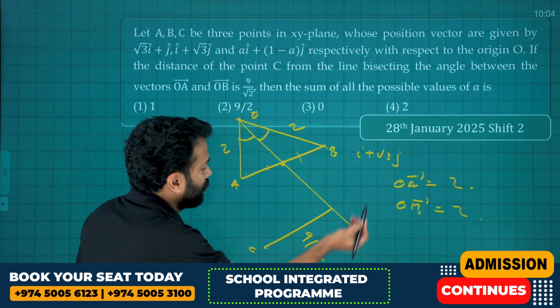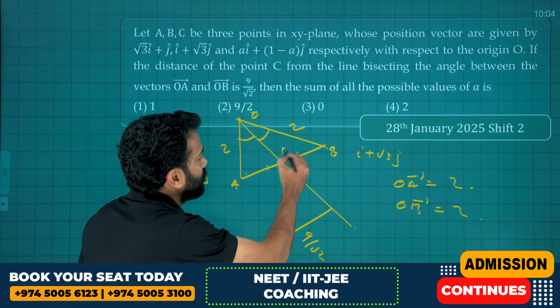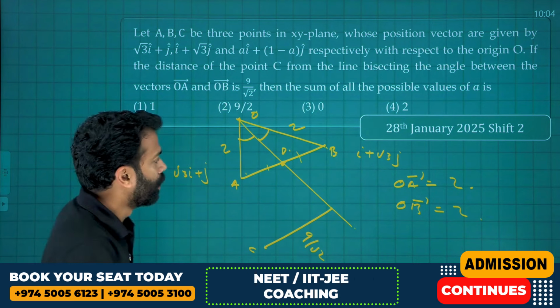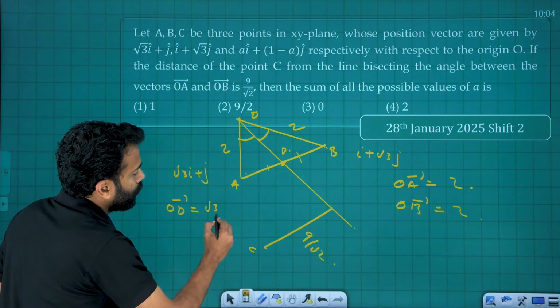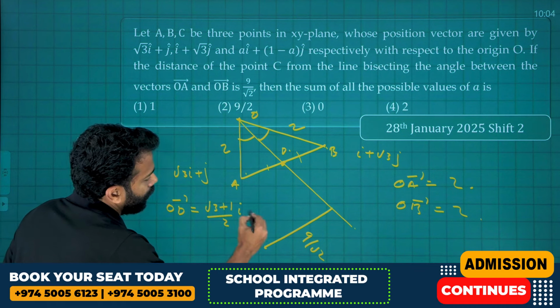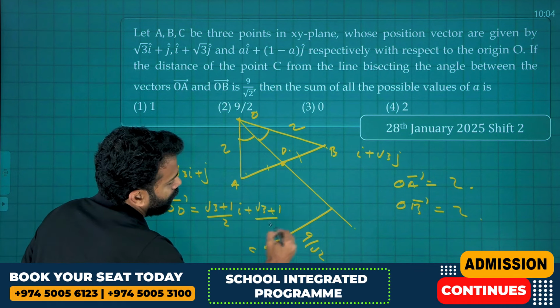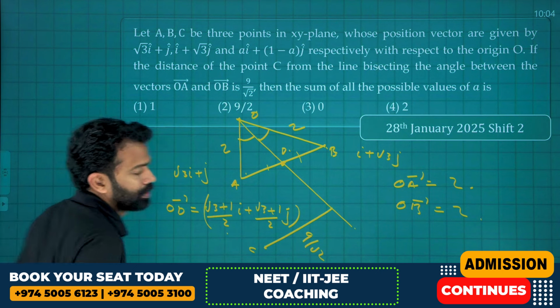We can take it as C is given. We can take it as D. What is the point D? Position vector of D, that is vector OD. Vector OD will be equal to (root 3 plus 1) by 2 i plus (root 3 plus 1) by 2 j. That is what vector OD is.